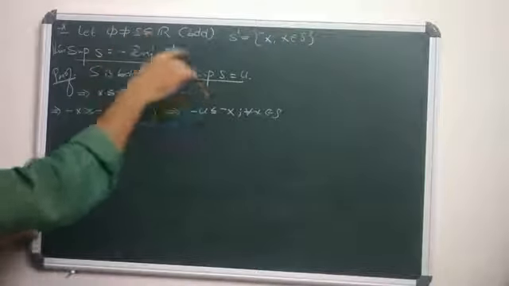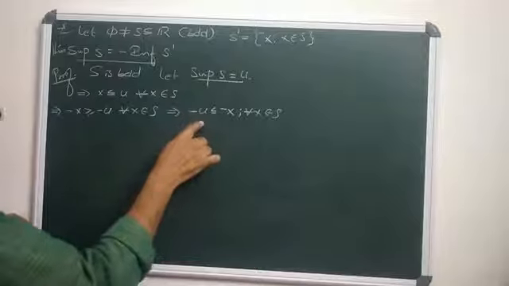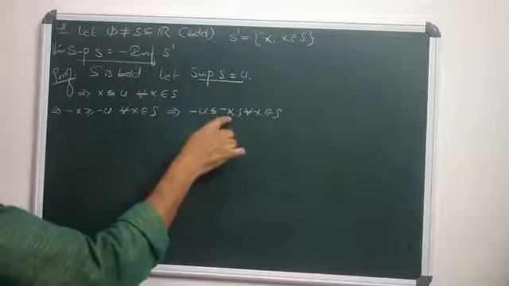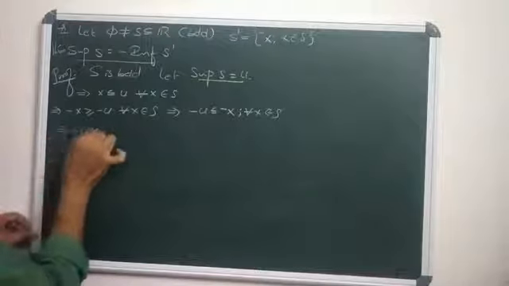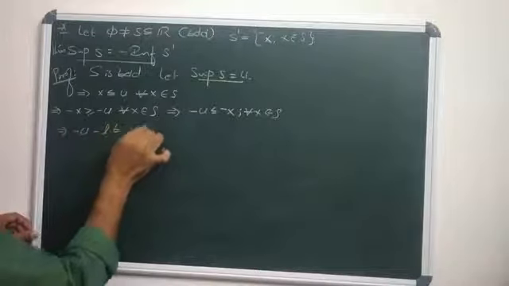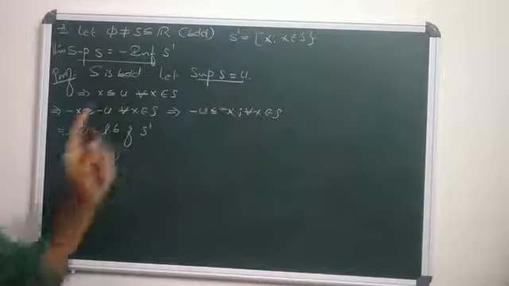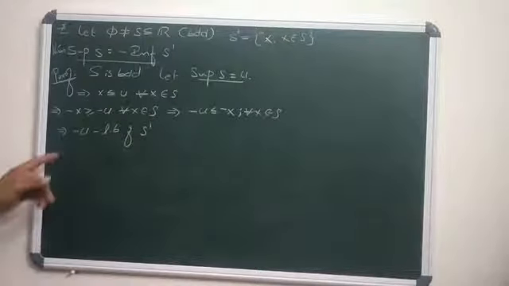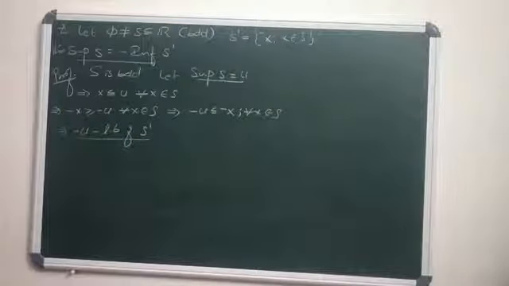Minus U less than or equals minus x, where U is a real number. Why? Because S is a subset of R. So there exists a real number which is less than or equal to the set of all minus x for all x in S. That means minus U is a lower bound of S dash. Why? Because the elements in S dash are of the form minus x. So minus U is a lower bound of S dash. Clear?